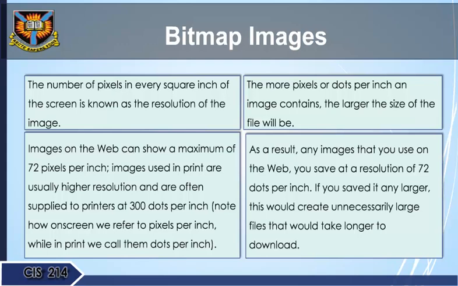The more pixels or dots per inch an image contains, the larger the size of the file will be. As a result, any images that you use on the web, you save at a resolution of 72 dots per inch. If you save it any larger, this will create unnecessarily large files that will take longer to download.